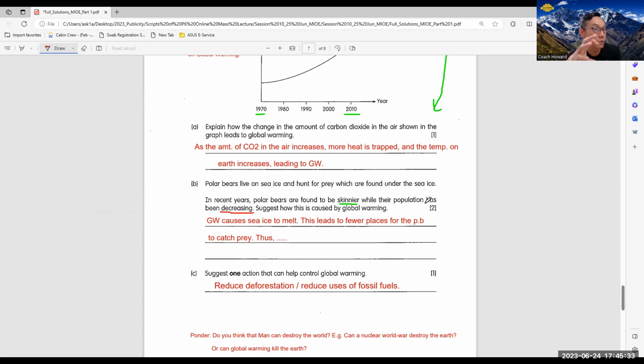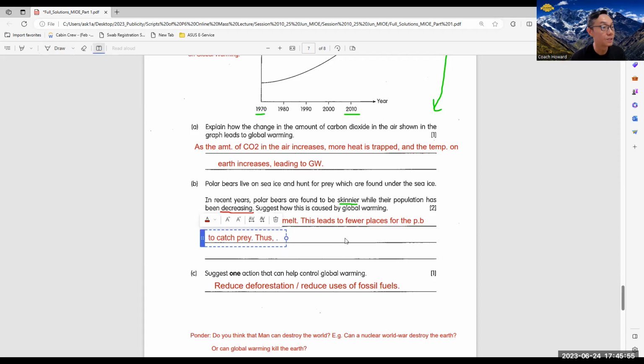Okay, so that's how this is caused by global warming. Because you mention global warming causes sea ice to melt. This leads to fewer places for the polar bear to catch prey. Thus, they become skinnier and decrease in population. Okay, maybe this part I can end.